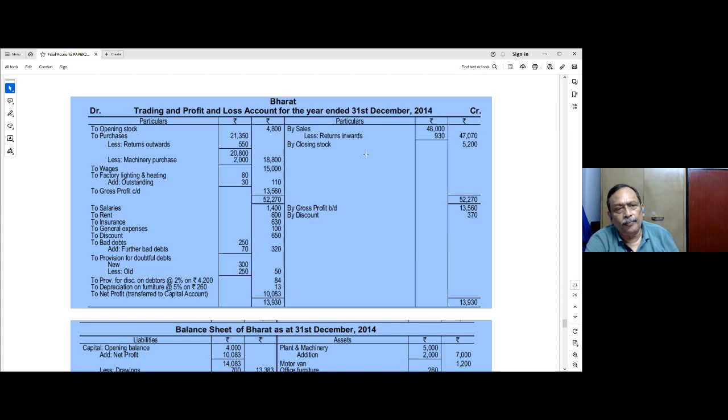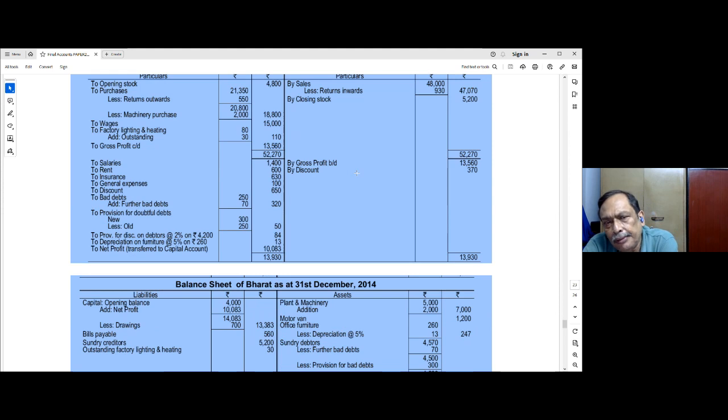Then to wages, then to factory lighting and heating, add outstanding. Then by sales less returns inwards, sales return. Then closing stock. Then we have gross profit. That is, credit is more than the debit. So gross profit carried down is 13,560.